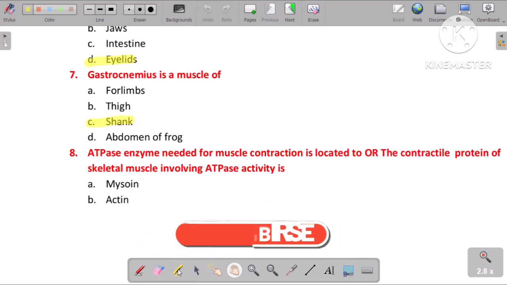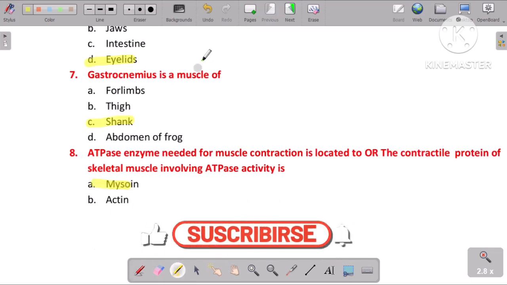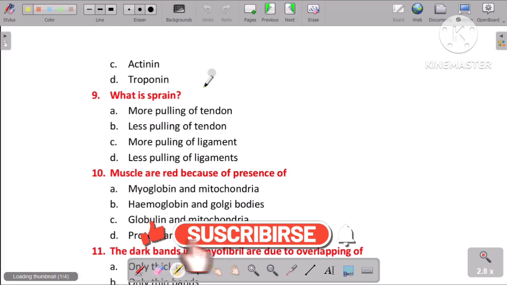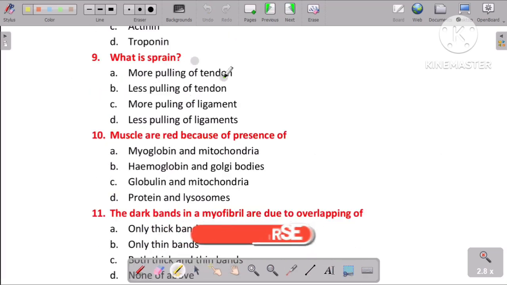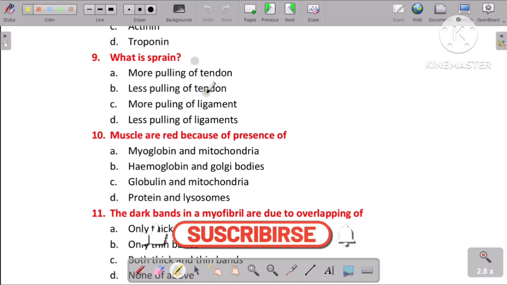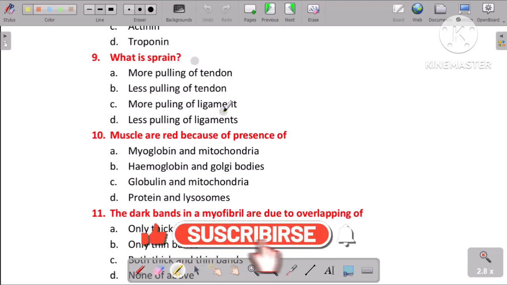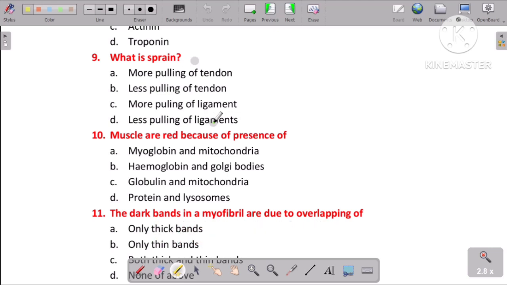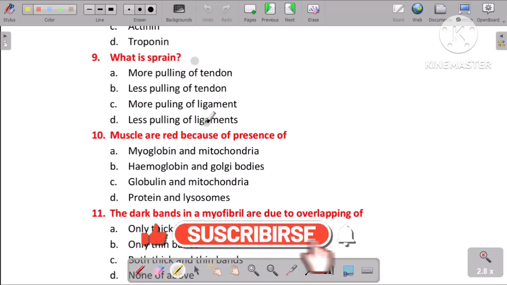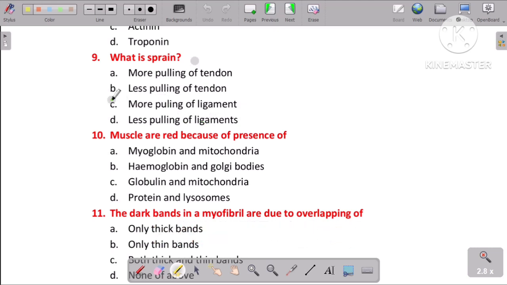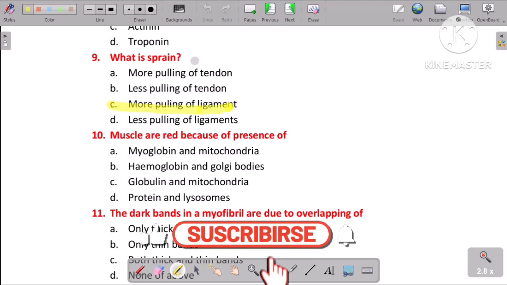So beta, the right answer is option A myosin. So the next question is what is a sprain? More pulling of tendon, less pulling of tendon, more pulling of ligament, less pulling of ligament. So beta, the right answer is option C, more pulling of ligament.